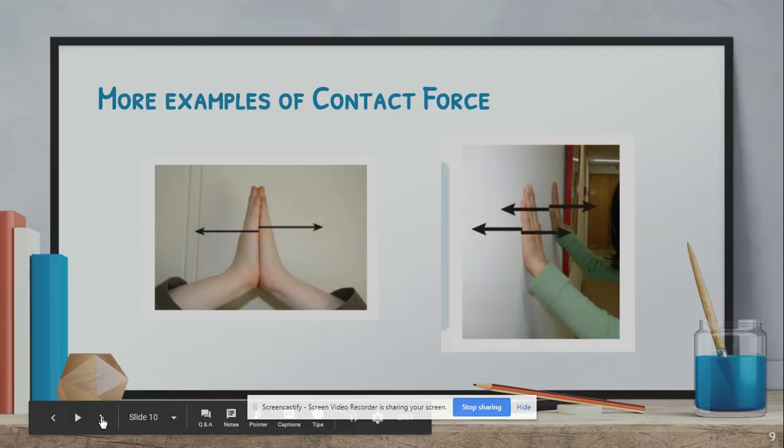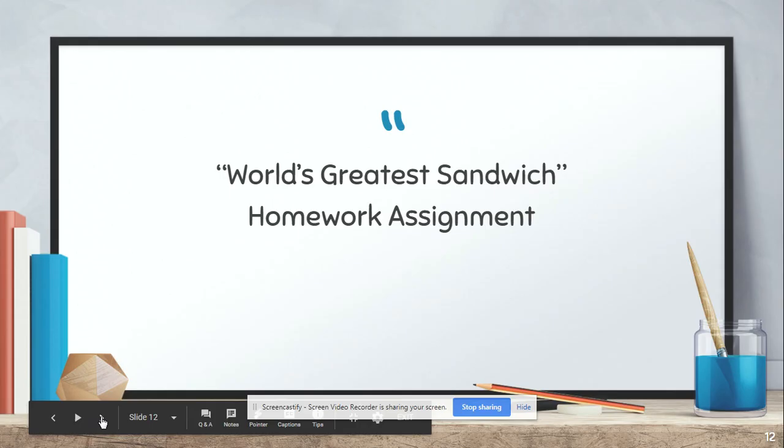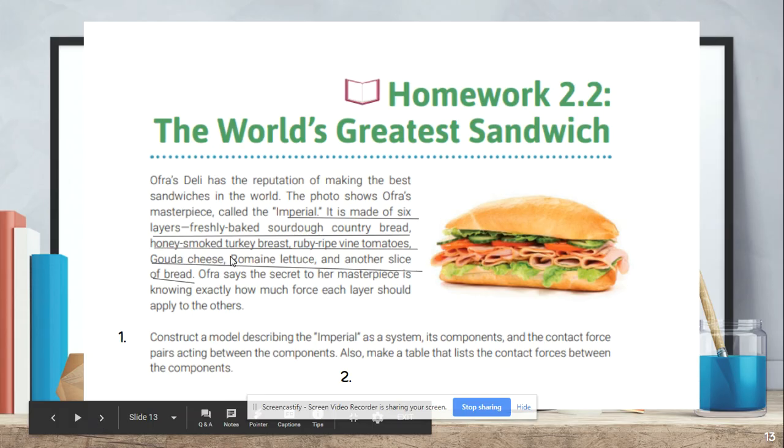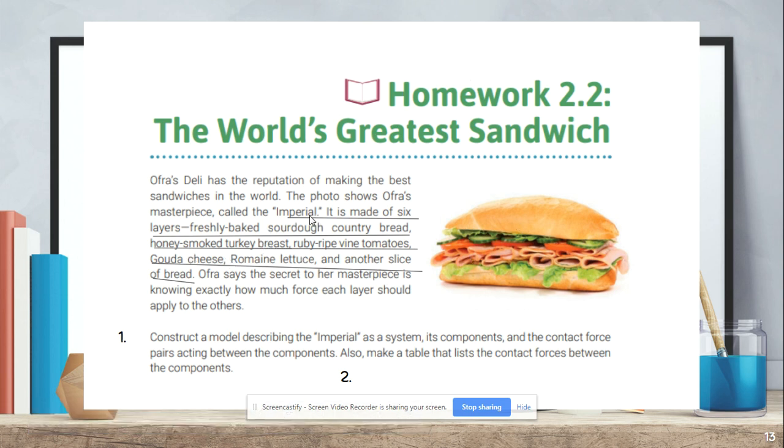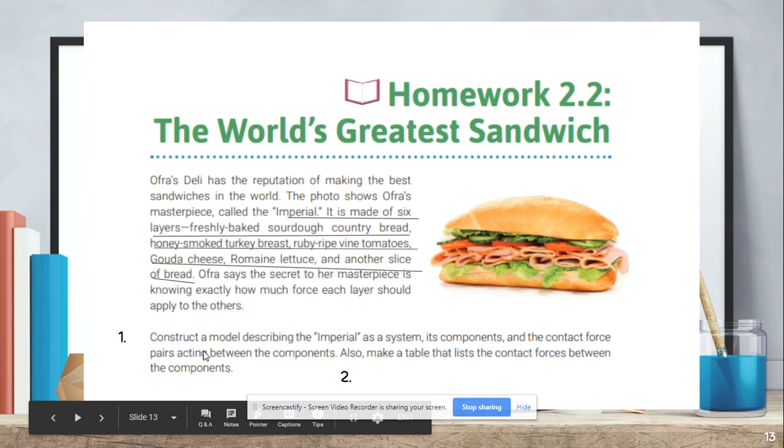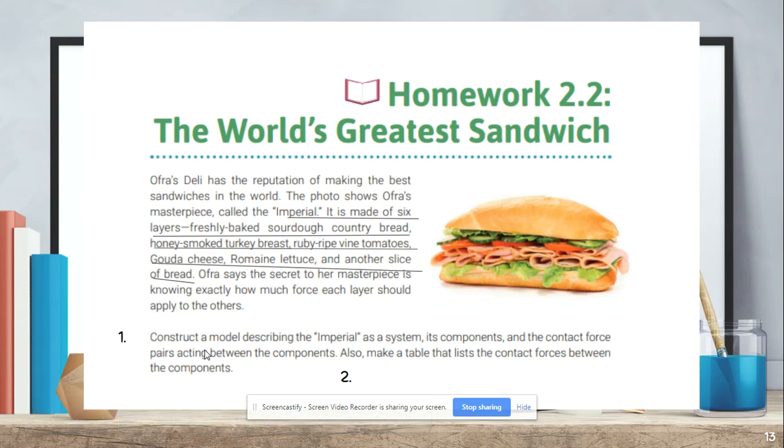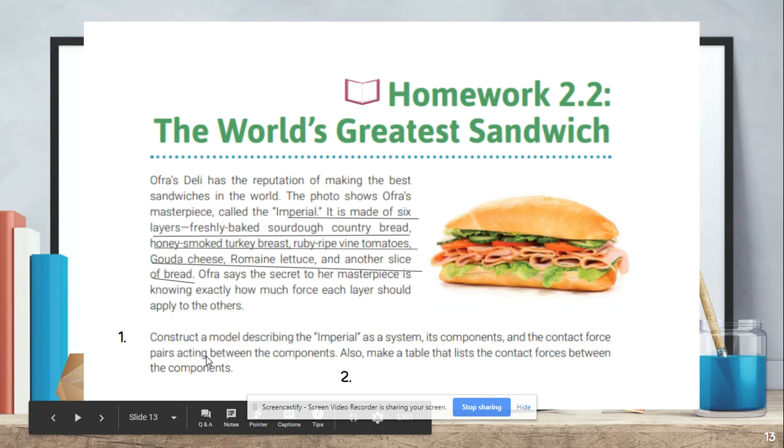So their homework is this page. I'm sorry if the sandwich didn't come out so well. But they're going to take the components, which I've underlined in the paragraph. They're going to take their components and they are going to construct a model that shows the contact forces acting between those components. So that's the first thing they need to do for 5 points.